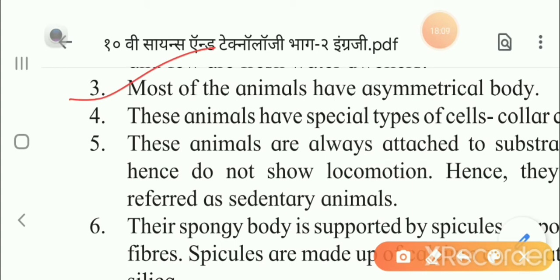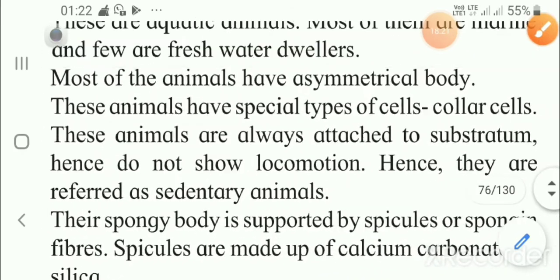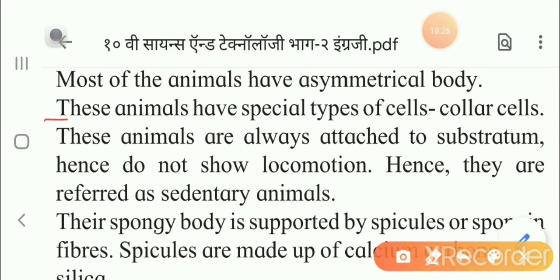Now these animals have a special type of cells that are called collar cells. So this point I think you have to underline, children. Thus these animals have a special type of cell called collar cell. These animals are always attached to the substratum. Substratum means base. Always either some rock is there or some big stone is there.